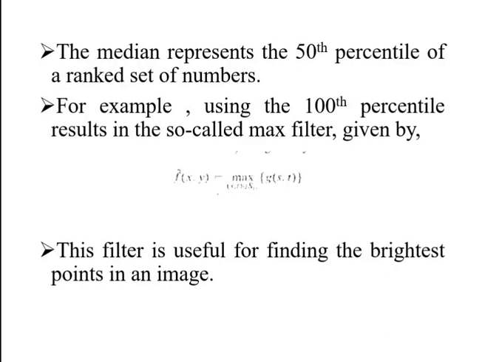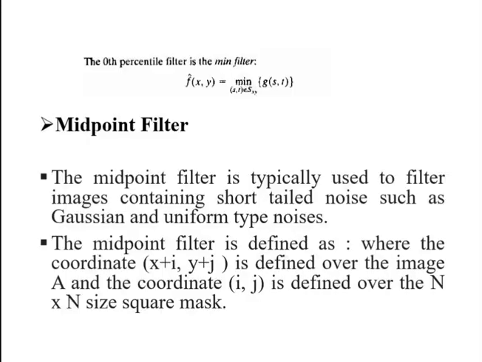f̂(x,y) = 1/2 [max over (s,t) in Sxy of g(s,t) plus min over (s,t) in Sxy of g(s,t)]. Note that this filter combines order statistics and averaging. It works best for randomly distributed noise like Gaussian or uniform noise.